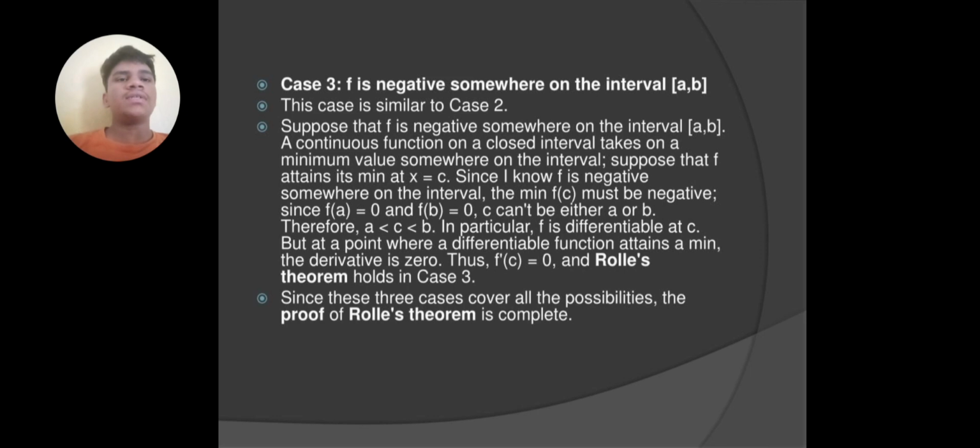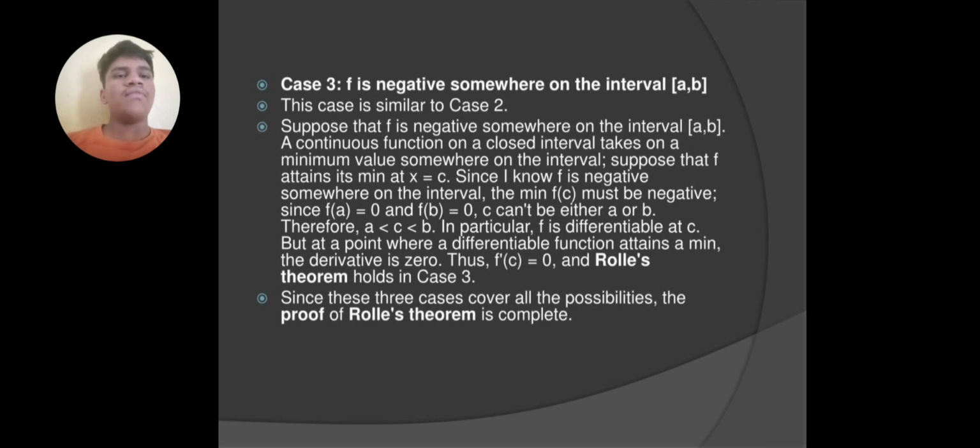f is negative somewhere on the interval a comma b. This case is similar to case 2 which we concluded in the past. Suppose that f is negative somewhere on the interval a comma b. A continuous function on a closed interval takes on a minimum value somewhere on the interval. Suppose that f attains its minimum value at x equal to c.